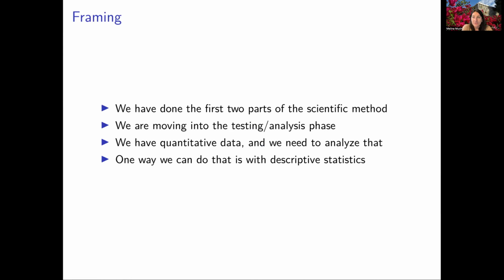So again, we've done the first two parts of the scientific method. We're moving into the testing and analysis phase. So we've already asked our research question, we've already derived our hypotheses, and we're moving into this moment where we're either testing, gathering our data, which we're already going to have in this case, and then moving into analysis. So when we have quantitative data, we need to analyze it in a way that makes sense. And we do this through statistics, and we start with descriptive statistics. It's one of the easiest, most accessible branches of stats.